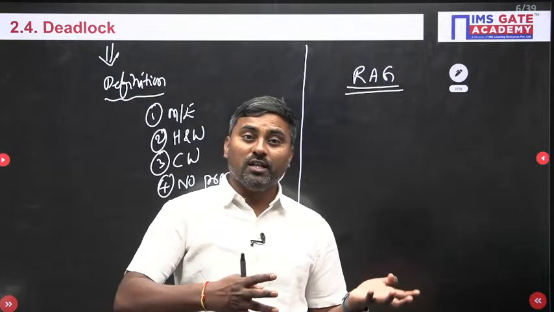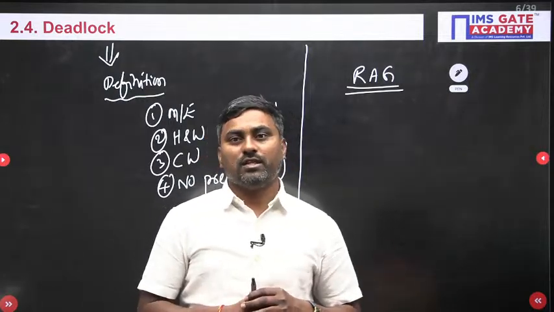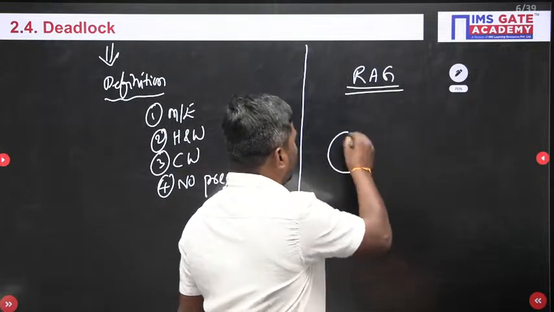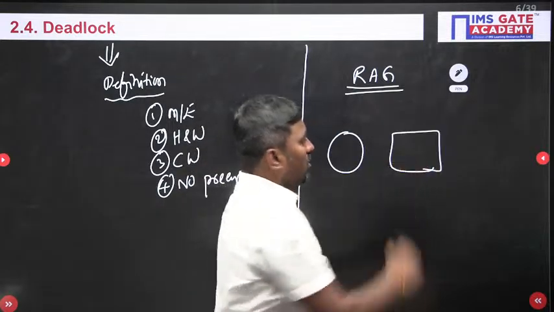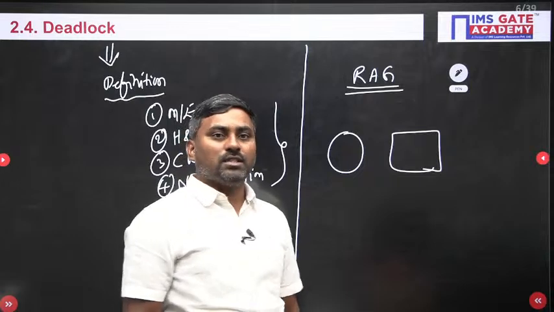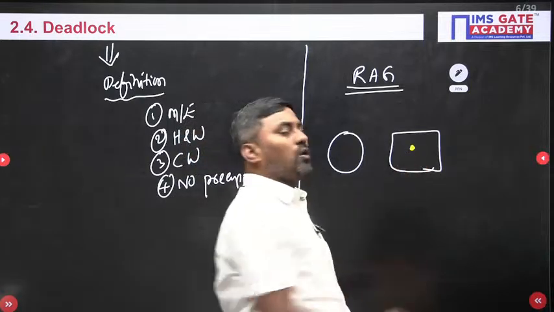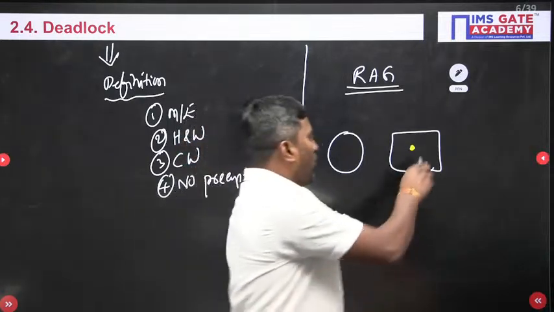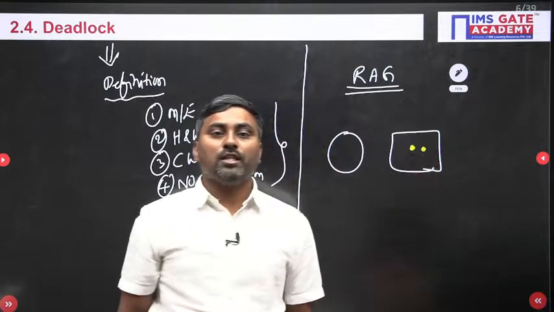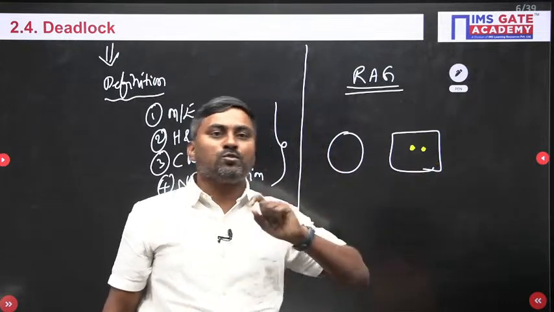A resource can have single or multiple instances. This is a process, and this is a resource. A resource with a single instance is shown with one dot. If more than one dot is there, it has multiple instances, nothing but multiple copies of the same resource type.